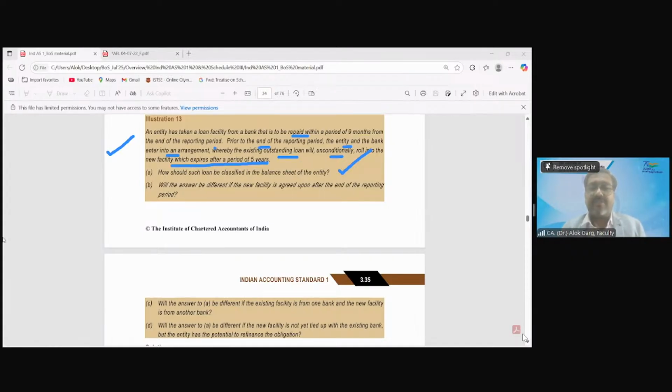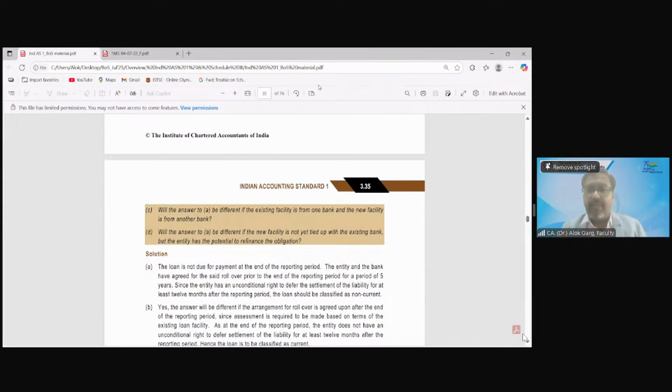Why? Because if bank will come on the reporting date and ask, please give me the money, please ensure that you will pay me the money after 9 months, what you will say? You will show that agreement and you will say that I have a contractual right to defer your settlement by 5 years. Yes or no? Yes, sir. In this case, the unconditional right to defer the settlement beyond the 12 months after the reporting date is there, right?